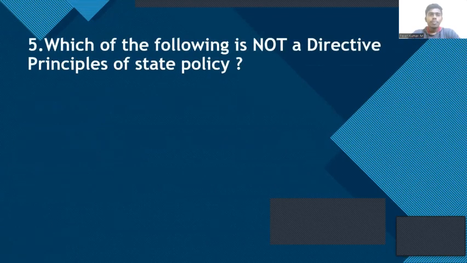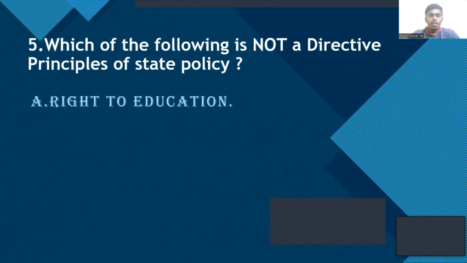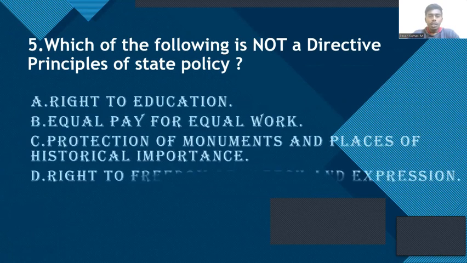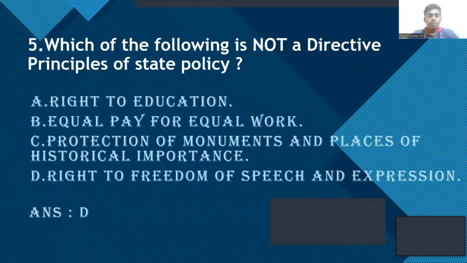Coming to our last question in module 2: which of the following is not a Directive Principle of State Policy? Options are option A, right to education; option B, equal pay for equal work; option C, protection of the monuments and places of historical importance; option D, right to freedom of speech and expression. So the answer is option D, right to freedom of speech and expression.